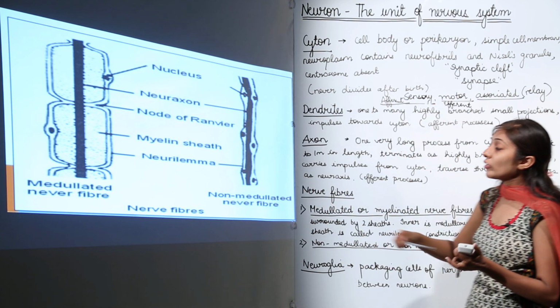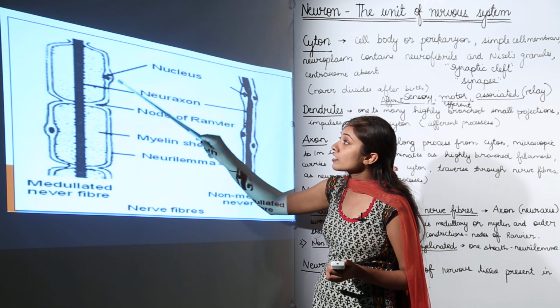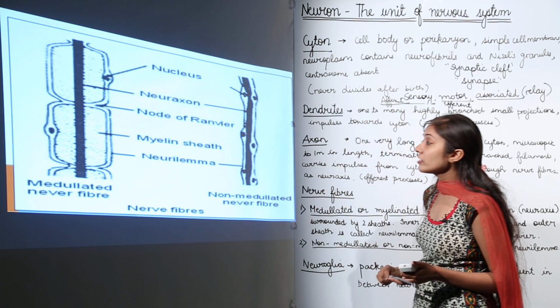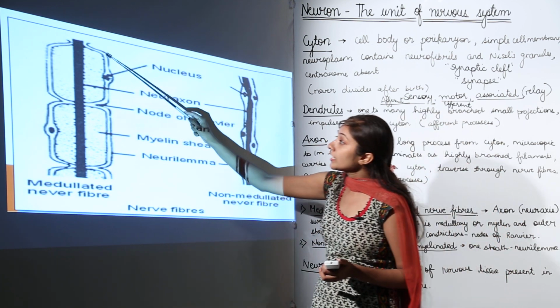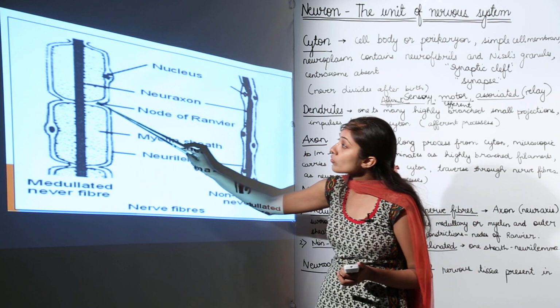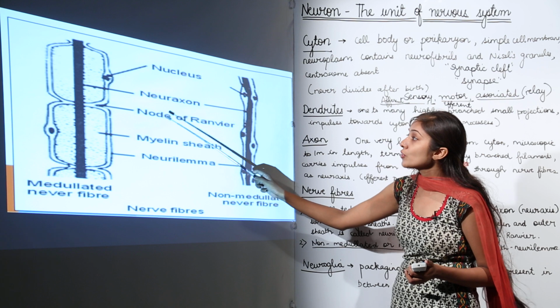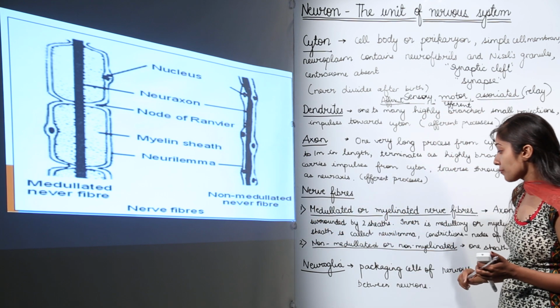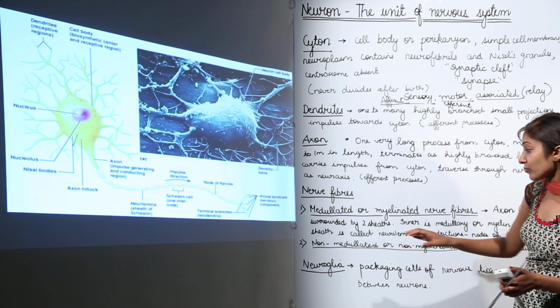Now, in the case of the medullated nerve fiber, you will see that the sheath is not continuous. There are many constrictions over here, and these constrictions are known as nodes of Ranvier. Then the next component of the nervous tissue is the neuroglia.